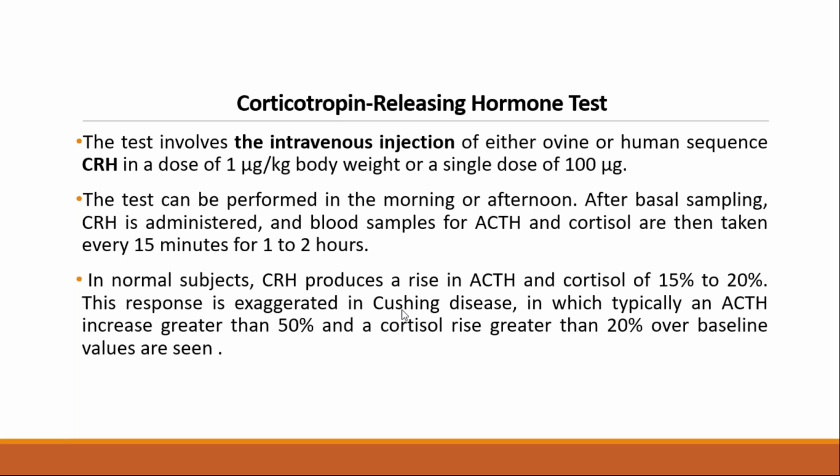If there is a rise of about 15 to 20%, it is considered a normal response of the human body to CRH. CRH stimulates ACTH in the body, which usually rises 15 to 20%, and the same goes for cortisol. But if there is more than a 50% rise in the values of ACTH from the baseline and the cortisol value rises more than 20%, it is considered positive. The test is considered positive for Cushing's, ACTH dependent causes.